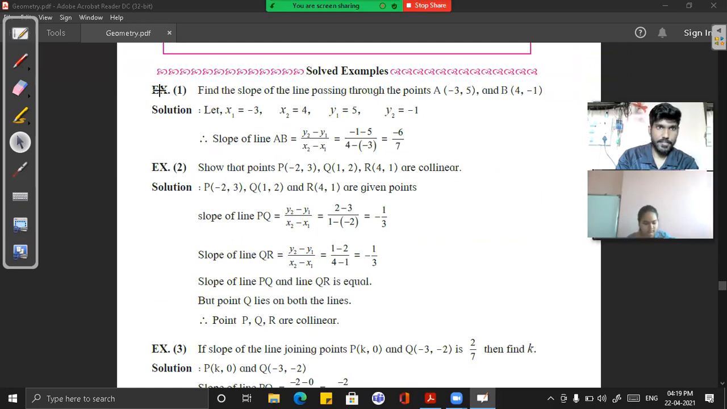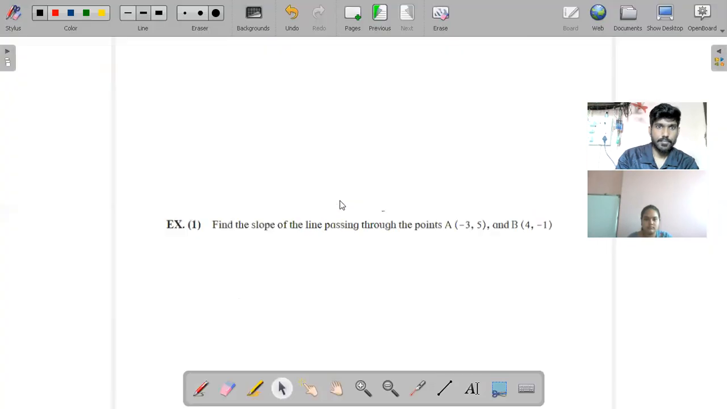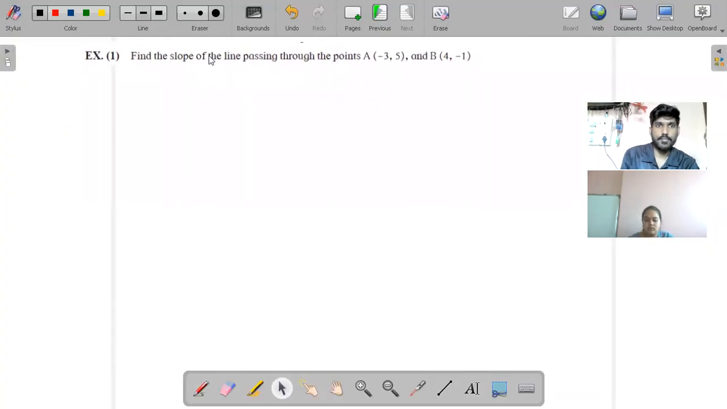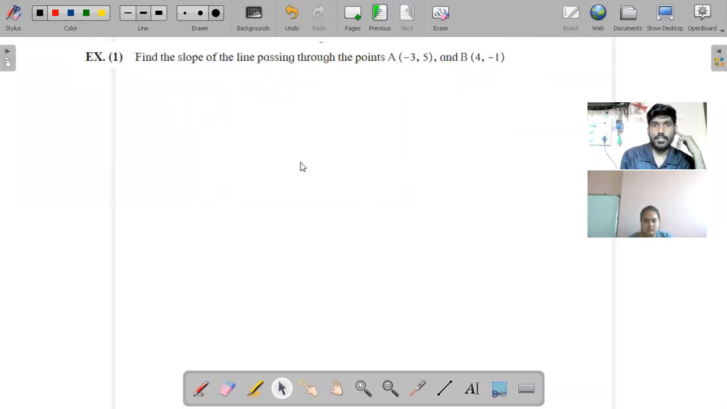Okay, we'll start with the first one, a very basic one. Find the slope of the line passing through points A (minus 3, 5) and B (4, minus 1).